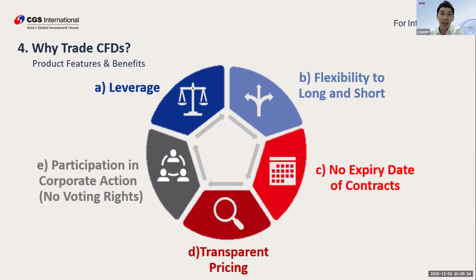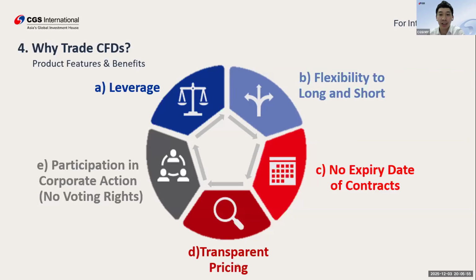What does 10% margin mean? It means that to buy, let's say, 1,000 ringgit worth of CFD, you only need 10% of the margin, which is only 100 ringgit. So there's 10 times leverage there. That's one example of leverage. Then for CFD, we have the flexibility to long and short.